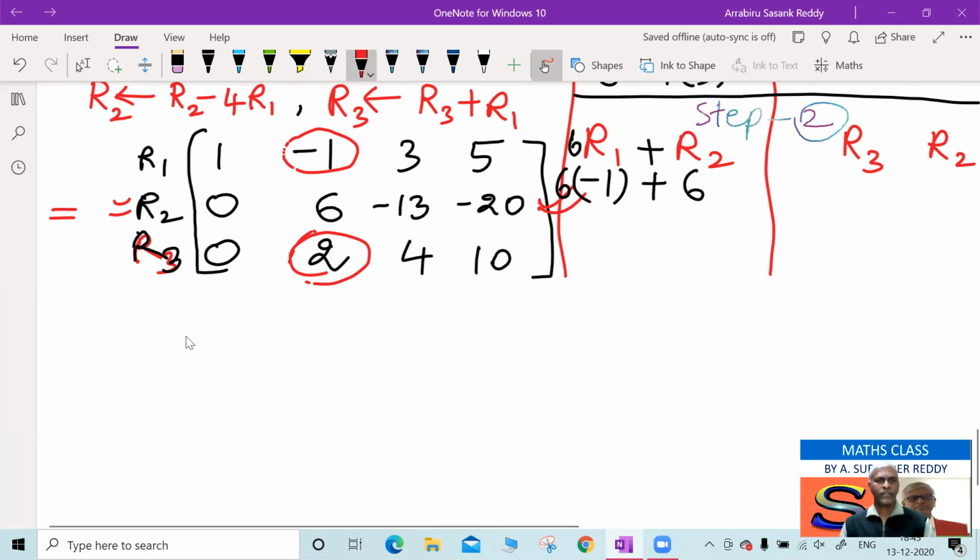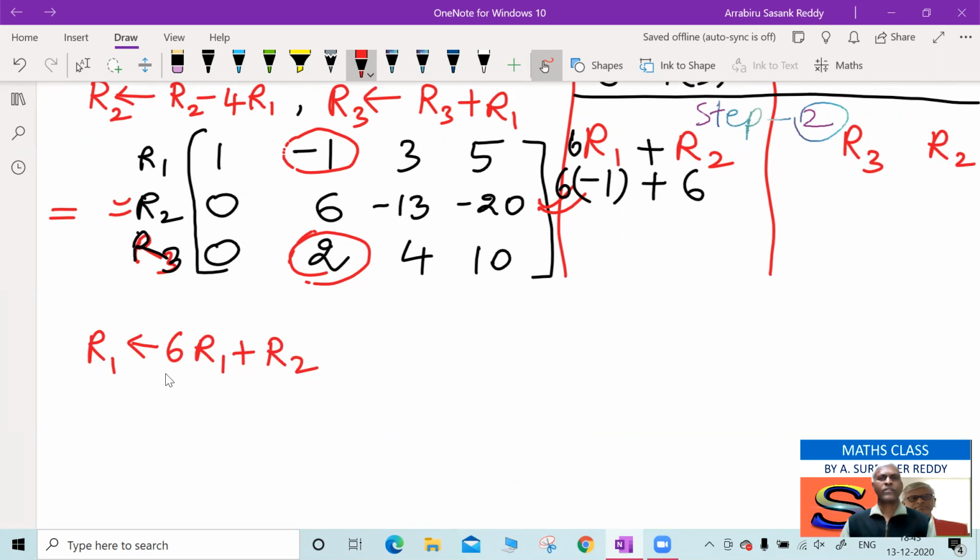So 6R1 plus R2 is the formula for first row. So ఇక్కడ సెకండ్ ఎలిమెంట్ 0 అవుతుంది. సెకండ్ ఎలిమెంట్ -1 అనేది 0 అయింది. అప్లై ద సేమ్ ఫార్ములా ఫర్ ఫస్ట్ ఎలిమెంట్. సో ఫస్ట్ ఎలిమెంట్, సెకండ్ ఎలిమెంట్, R1 R2 యూజ్ చేస్తాం.